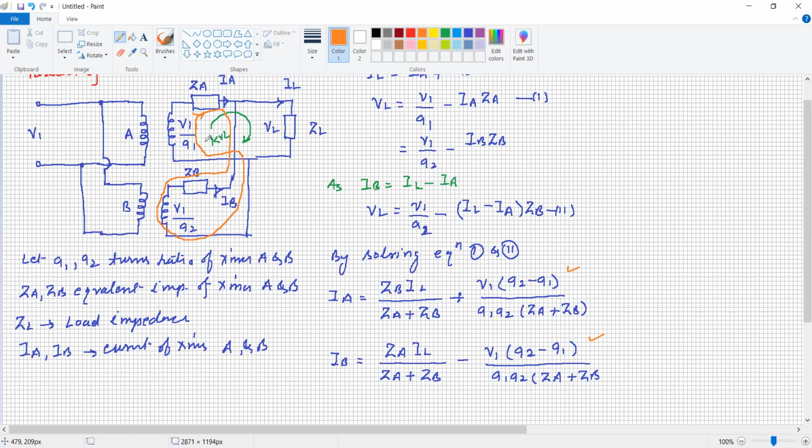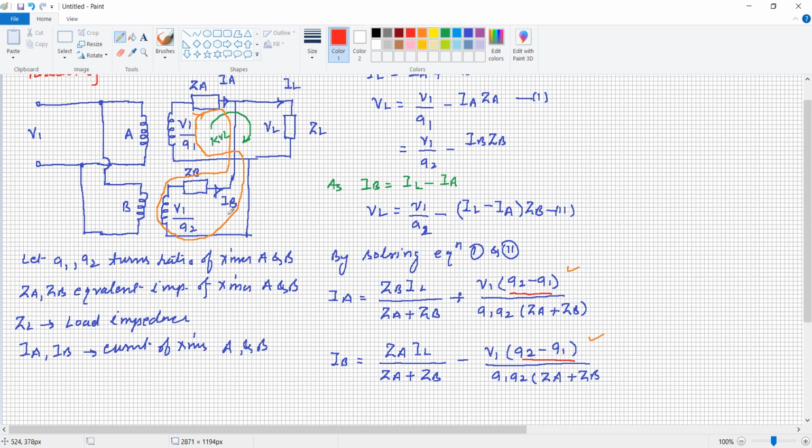Second, it will increase the heat and losses in the transformer, isn't it? So if you observe this equation carefully, there is a term A2 minus A1. What are A2 and A1? A2 and A1 are the turns ratios of transformer 1 and transformer 2.